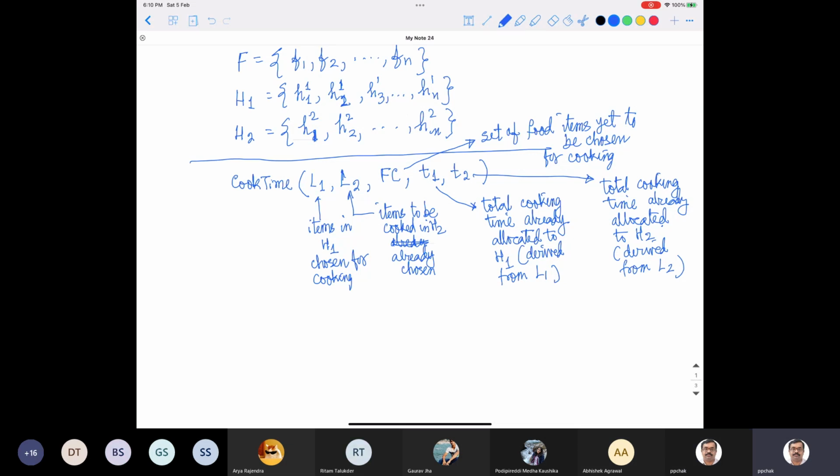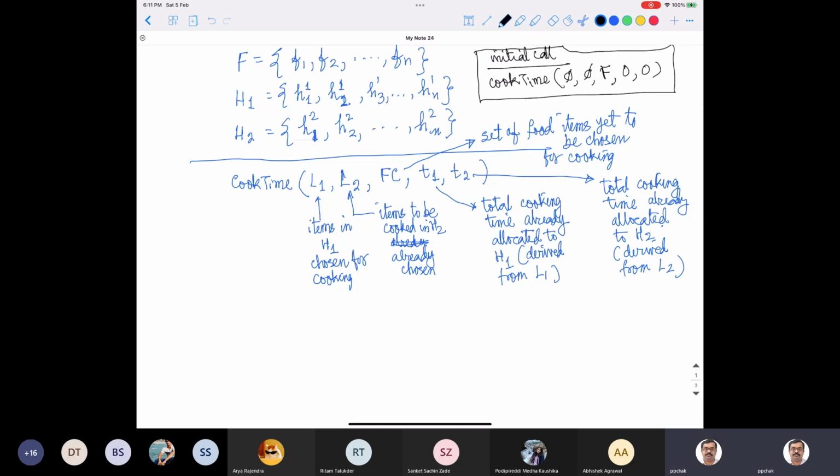So it's fine. And how would you call it? How would you call it? Initial call? Sir, MD, then F, and then 00. Correct. Null, F, original F, 00. Who has done this in the assignment? Anybody did it this way?